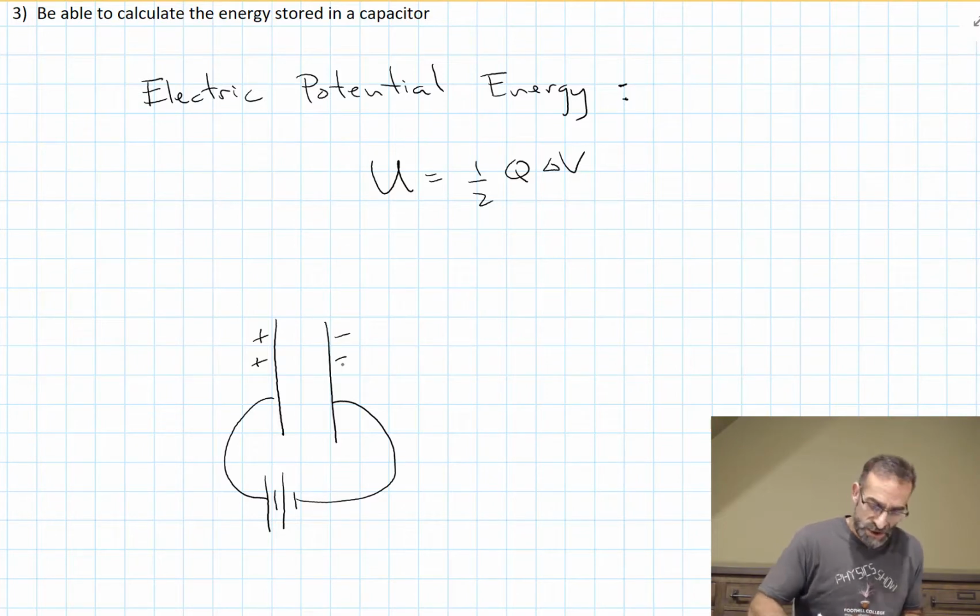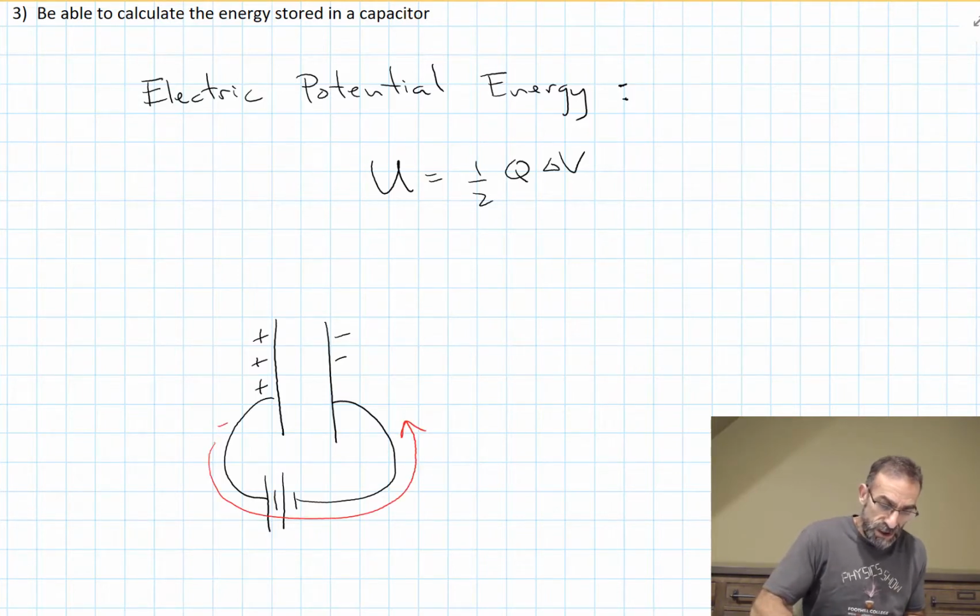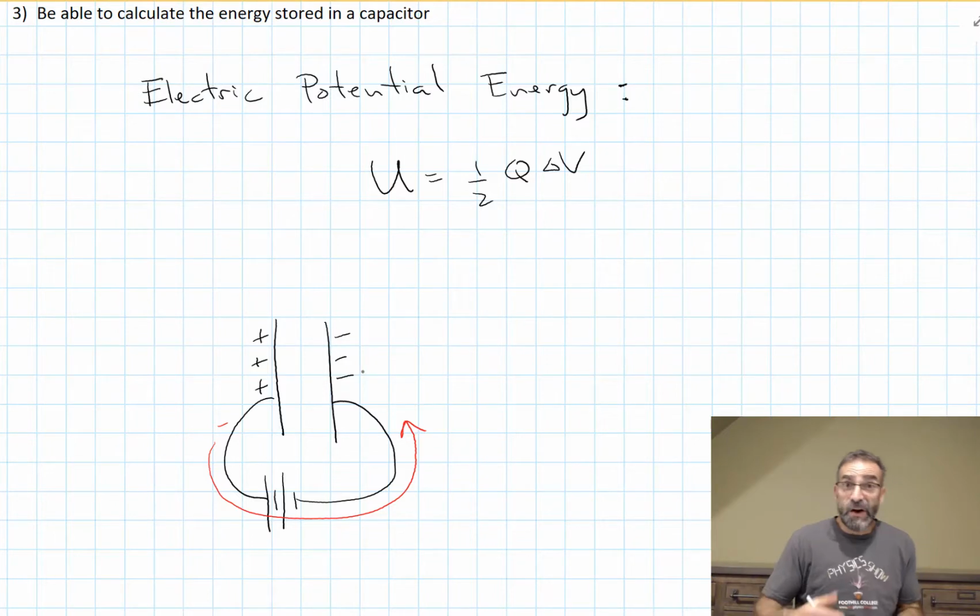And the third charge, we had to do a little bit more work because we pulled the electron away from a plate that had 2 positive charges attracting it. And we moved that electron around and put it on the plate over here that already had 2 electrons. And we kept moving charges, and we had to do more and more and more work.